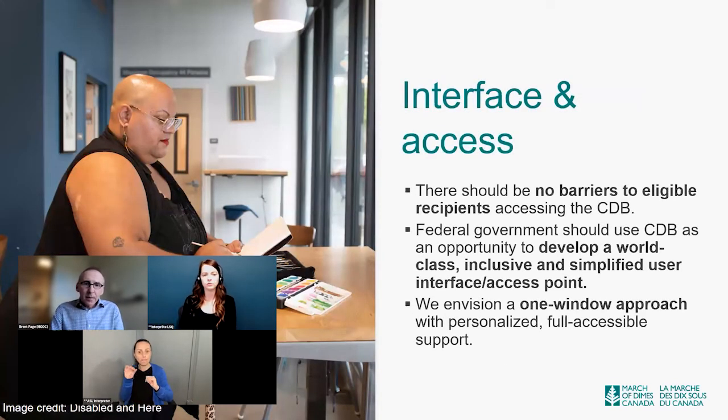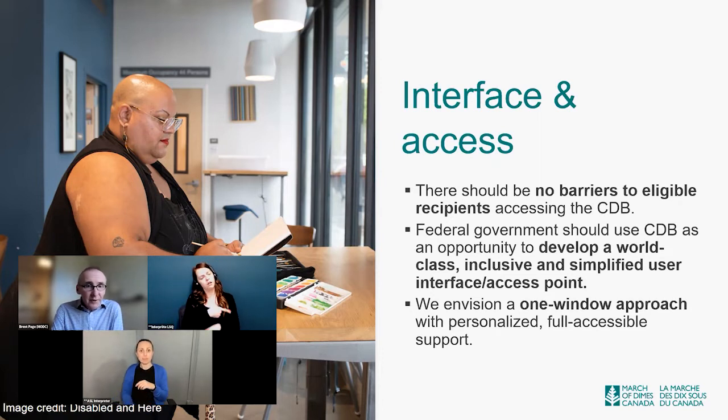Interface and access. Once the CDB is in place, it's very important to us at March of Dimes that there are no barriers to eligible recipients receiving it. Right now, it is well documented that the existing federal disability benefits receive incredibly low uptake. For example, it's estimated that only 40% of eligible people in Canada receive the disability tax credit because there are so many barriers to accessing it, not to mention, of course, the indignities of the medical model that it follows. For people with disabilities, navigating systems to access government benefits and services that they are entitled to can become a full-time job in itself.